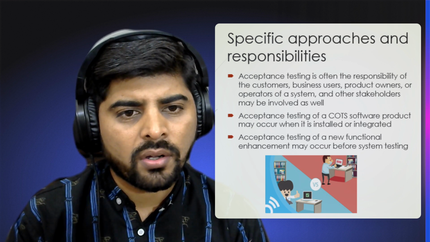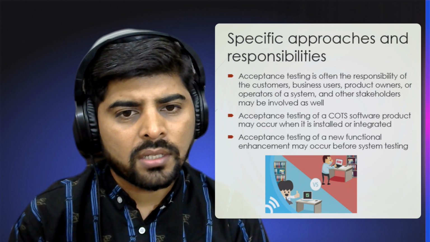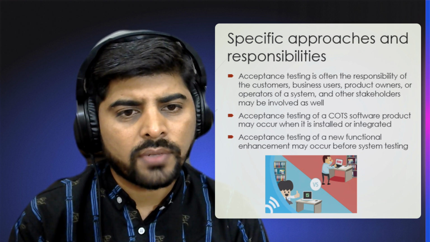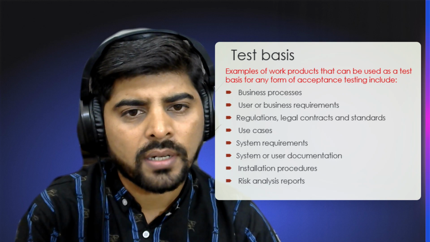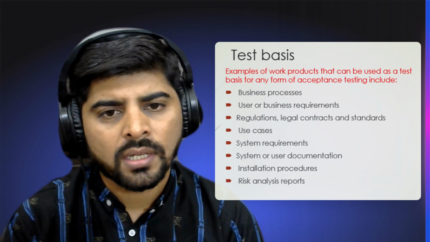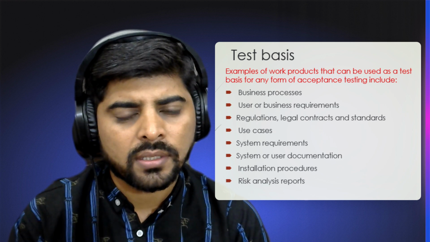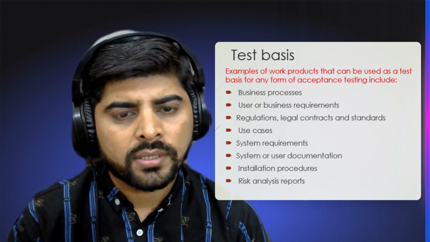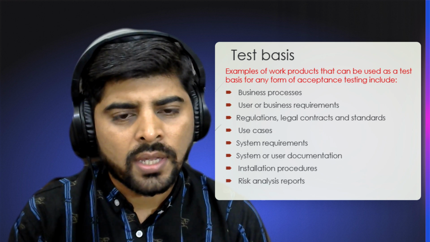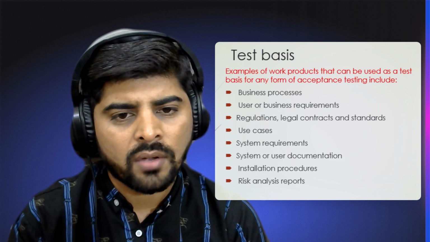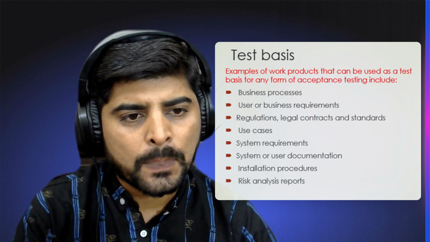Acceptance testing of a commercial off-the-shelf software product may occur when it is installed or integrated. So acceptance testing of a new functional enhancement may occur before system testing. Test bases for acceptance testing include business processes, user or business requirements, regulations, legal contracts or standards. Use cases, there can be use case documents, system requirement documents, system or user documentation, installation procedures. So we have defined the installation procedure, how we can install the software. So risk analysis report can be there.